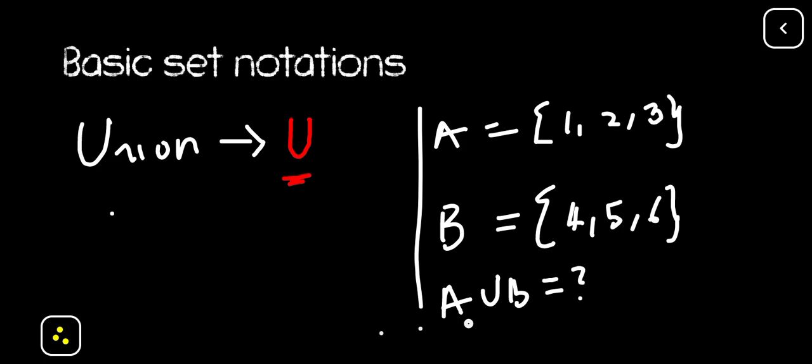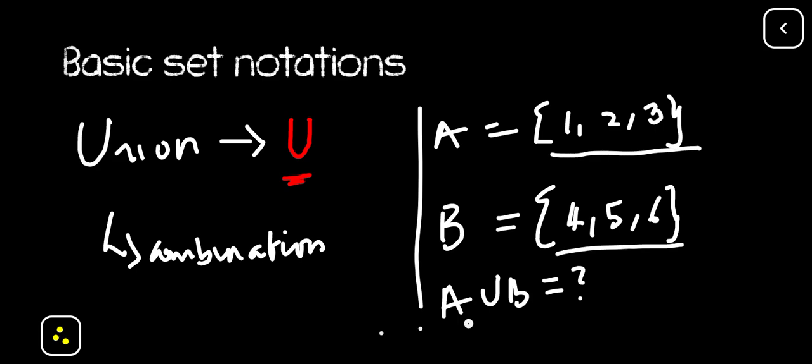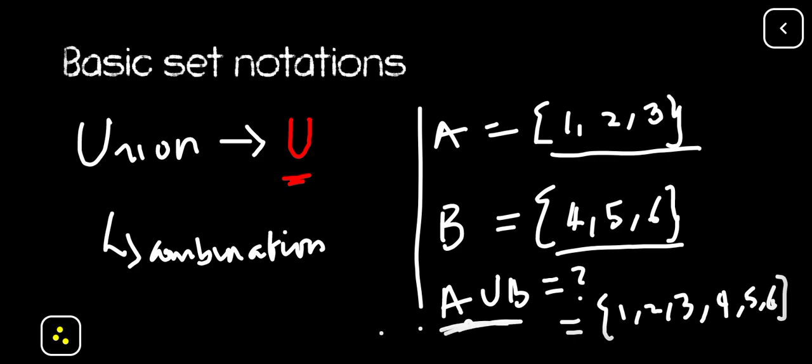Understand that union means combination of two or more sets. So combination of two or more sets is called union. So the combination of the set A and the set B is A union B. Now the answer is going to be bringing all of them together. We have A, 1, 2, 3, and then we have B, 4, 5, and 6. This is the union of A and B. So that is the union of a set.